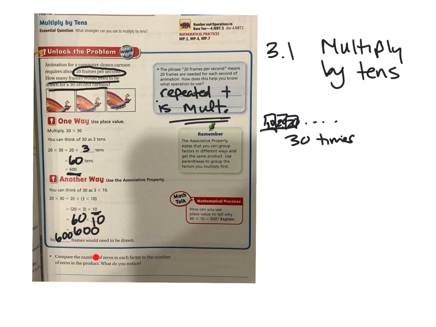And they mentioned to compare the number of zeros in each factor to the number of zeros in the product. Okay, so here are our factors. 20 is a factor, and 30 is a factor that built 600. There are 2 zeros in the factors, and look at the answer, 2 zeros in the answer. So what do we notice? We notice that the same number of zeros ends up on the end of our answer.